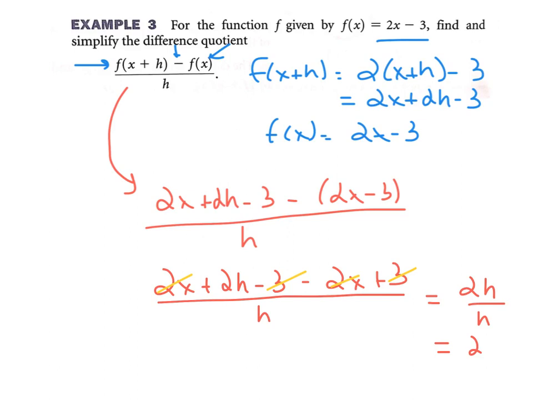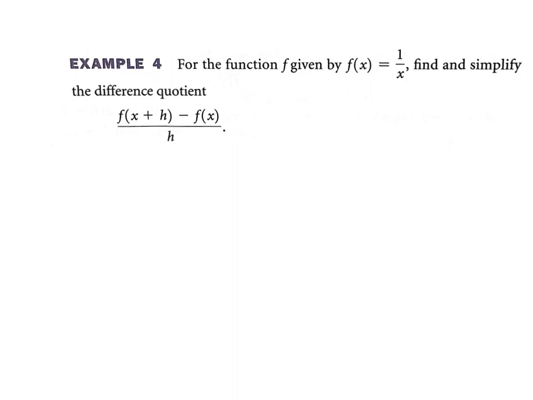That's how you can work it out. Figure out your two parts first, probably a good idea. Plug them in your difference quotient and just simplify the best you can. I'm going to show you one more of those. One more of these and we'll be done. I want to show you one with a fraction so it won't blow your mind tomorrow when you see this.